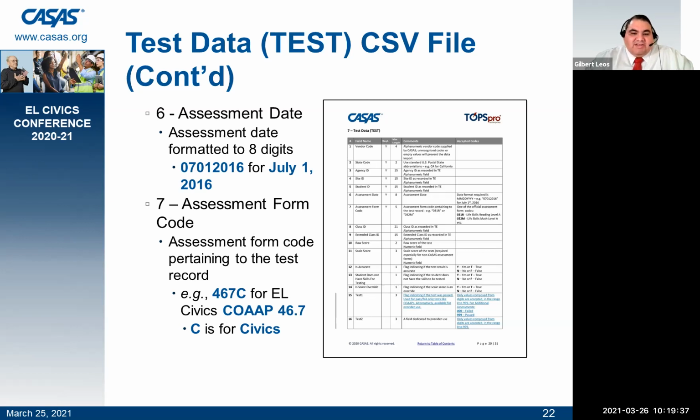And also field number 7, the assessment form code. The assessment form code pertains to the test record. So for example, if I'm going to upload information regarding COAP 46.7, because that's what my students were tested on and I have the results, I would use the form code 467C. And C in this case, as far as I've been told, stands for civics. So make sure you have that noted down.